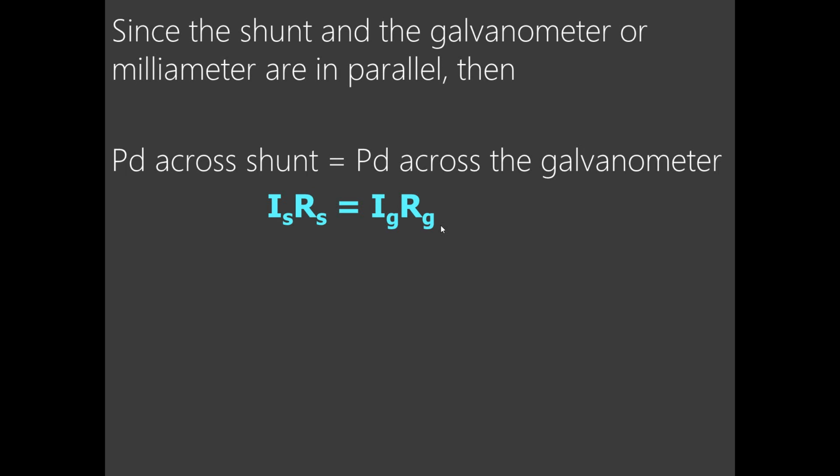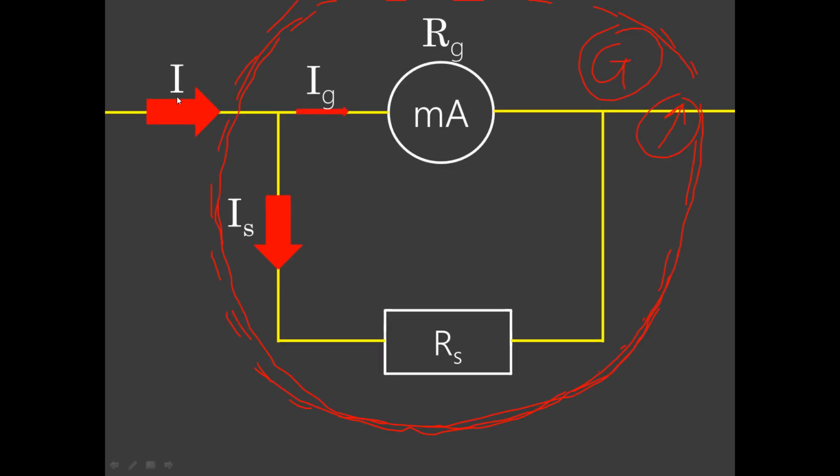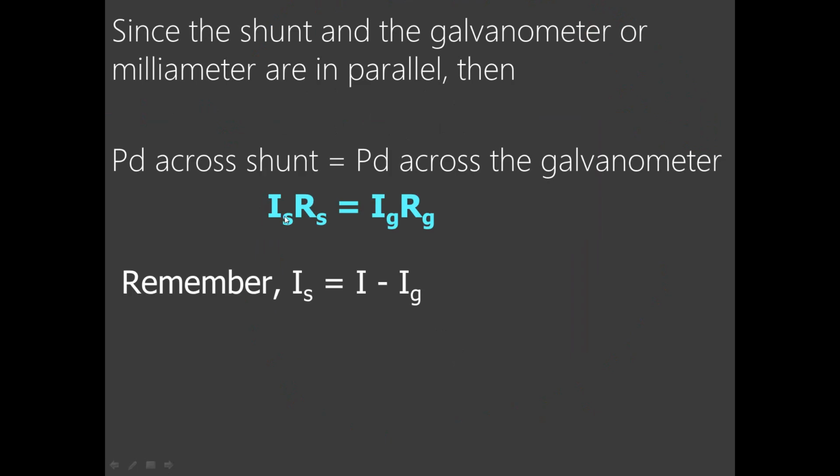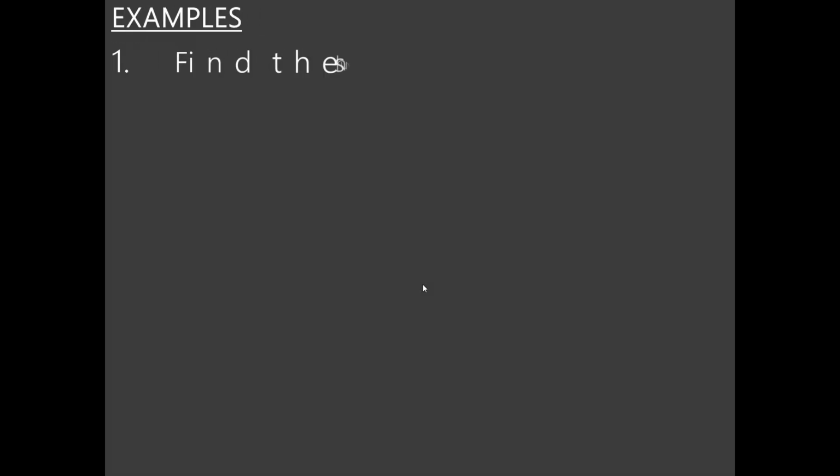Remember, many times IG, the current through the galvanometer, is just given as the full-scale deflection, the maximum current that the galvanometer or the milliammeter can take in. From this junction here, if this current comes and splits up, it means that I is equal to IS plus IG. And it's the reason why we are writing that IS is equal to I minus IG. Please note that. Okay, let's look at examples.